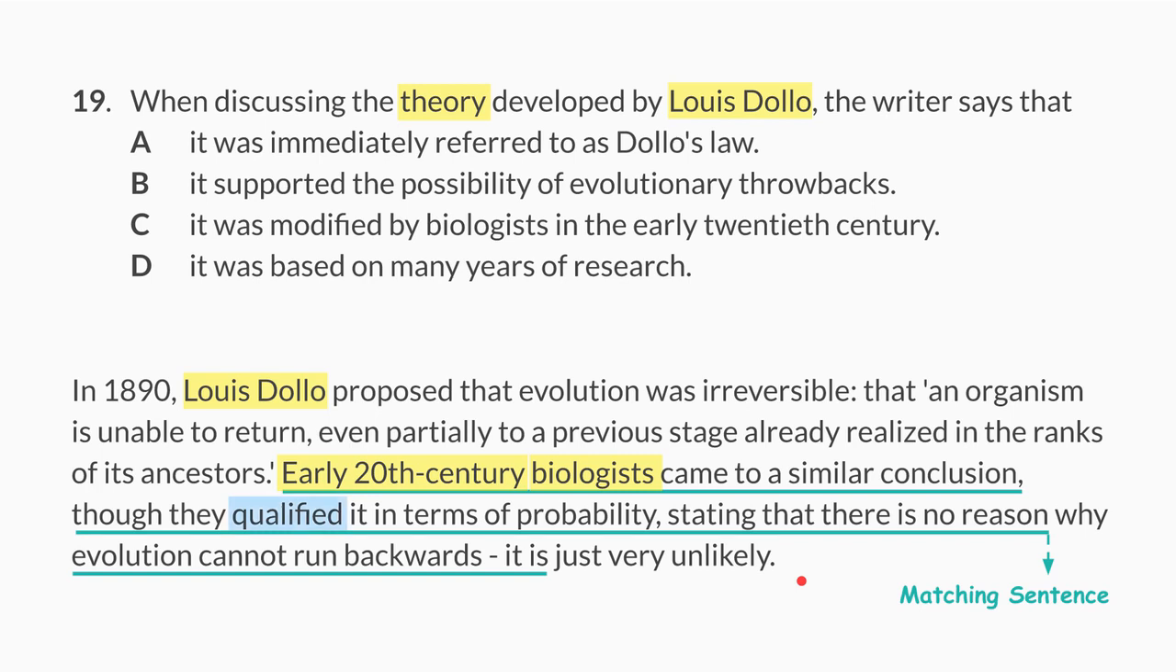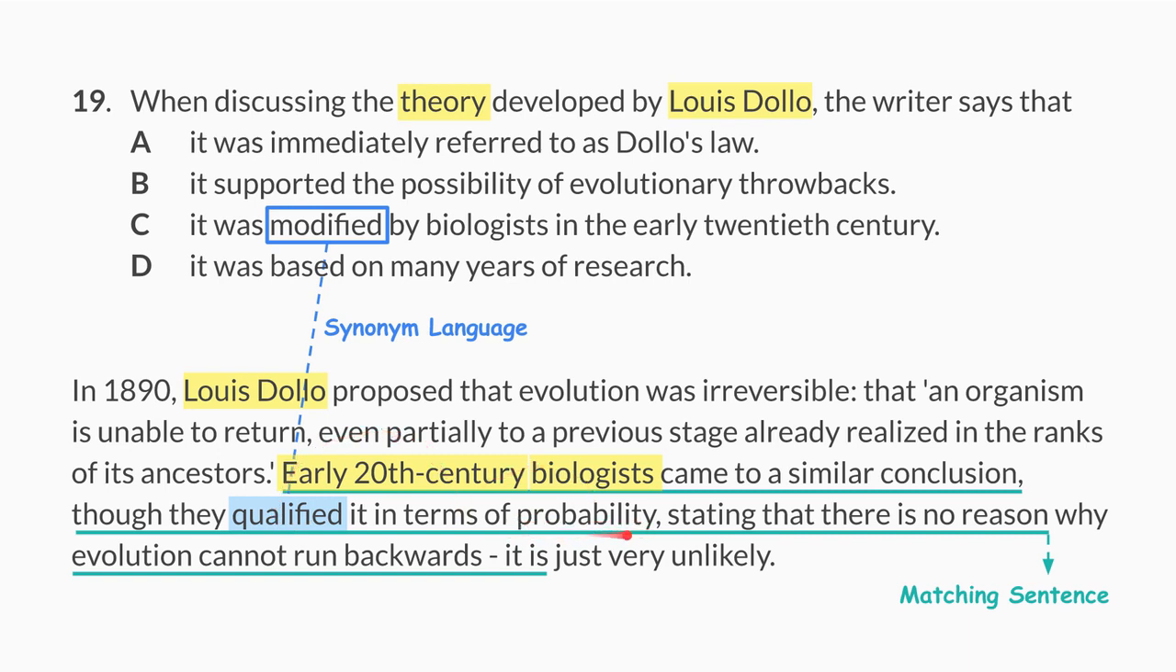And one thing that I want to point out is this term right here. Check this out. It says that early 20th century biologists qualified it in terms of probability. Qualified it. Guys, this is synonym language for modified. So they're saying that the early 20th century biologists altered the theory or modified this theory in some way. Okay, so how did they modify it? They modified it in terms of probability.